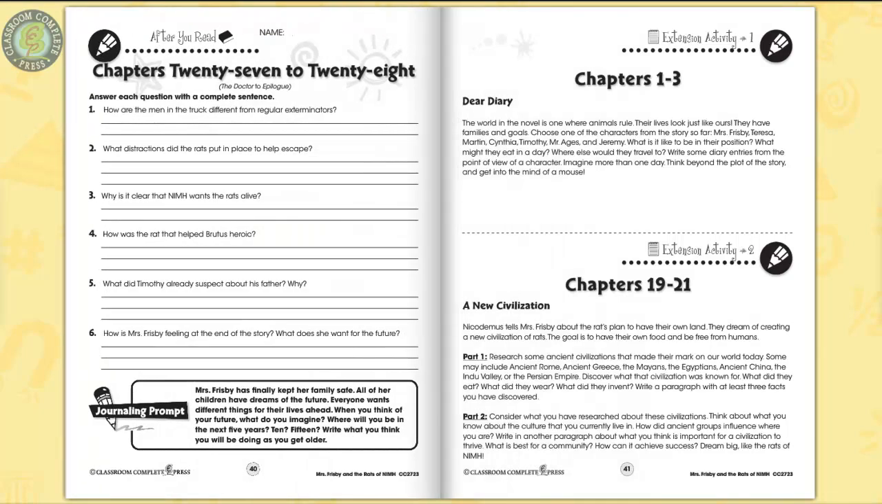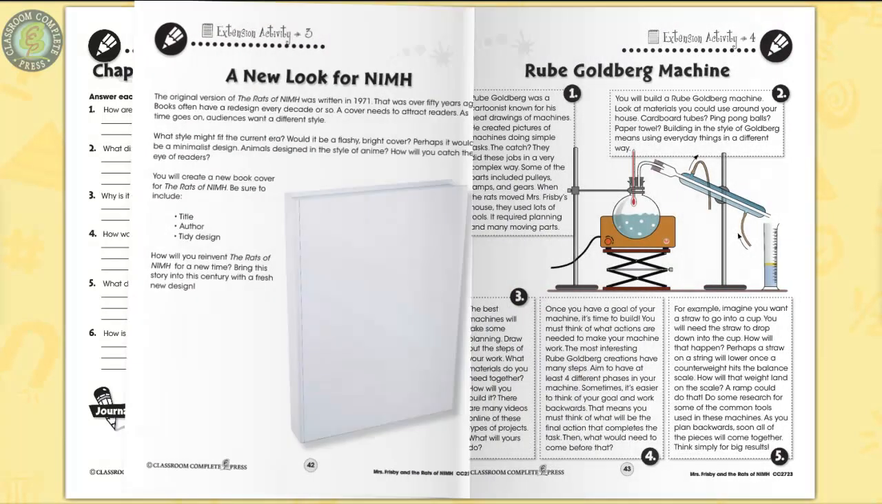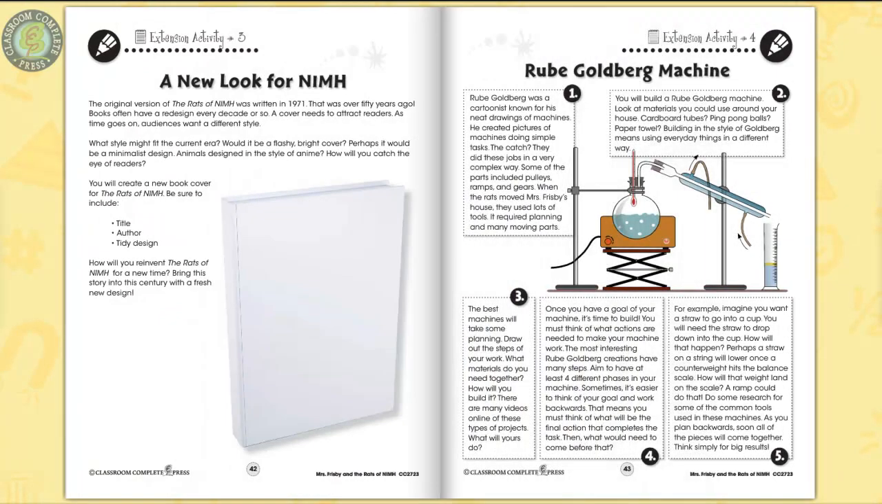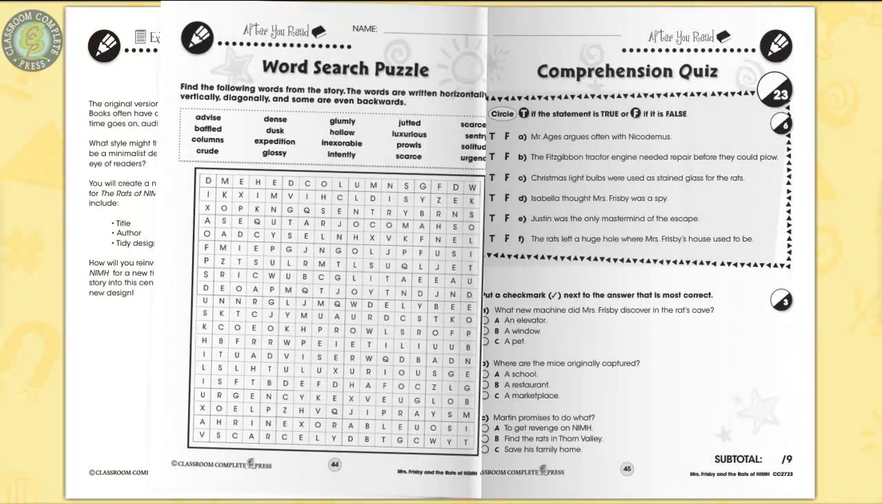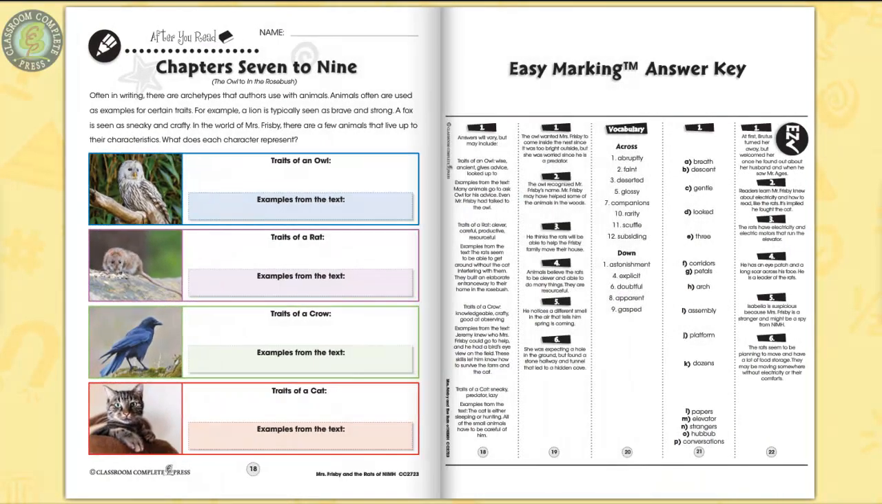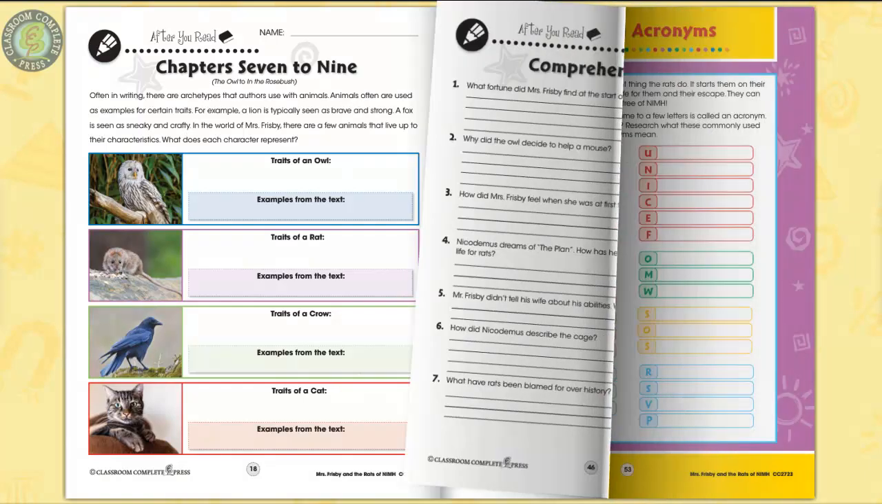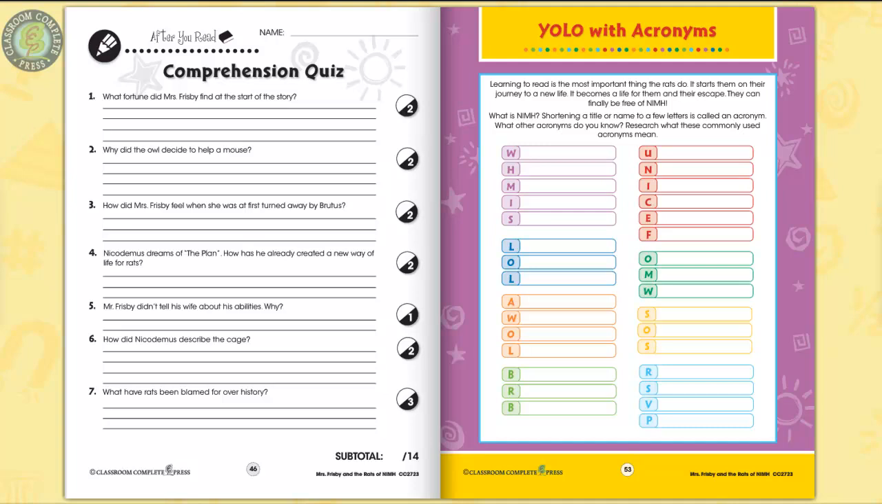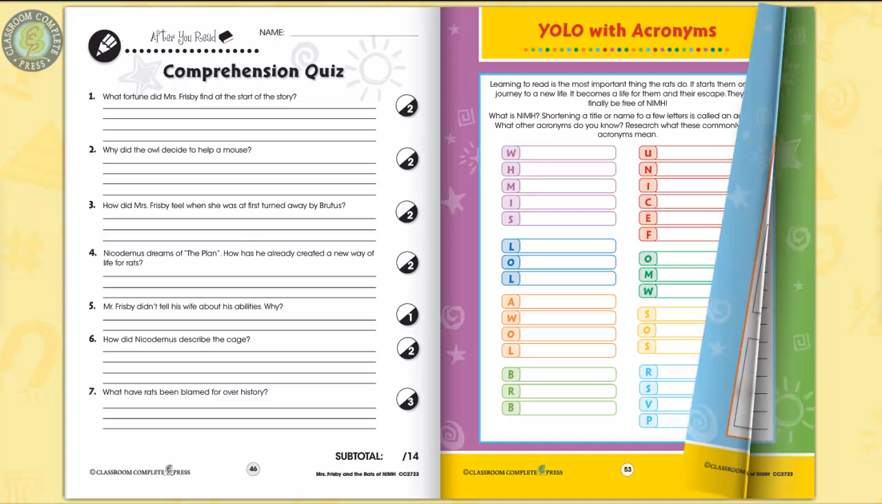Supplement an existing unit with in-depth writing tasks, such as becoming a rat of NIMH by creating your own Rube Goldberg machine. A word search puzzle and comprehension quiz ends the unit. The easy marking answer key works by lining up perfectly with the matching question pages. 3 color posters, which are graphic organizers, completes the resource.